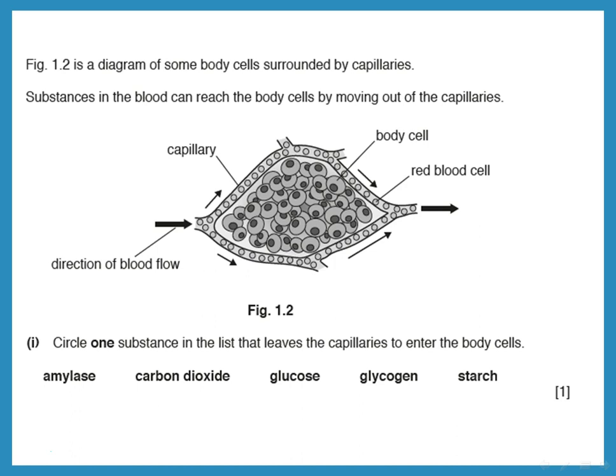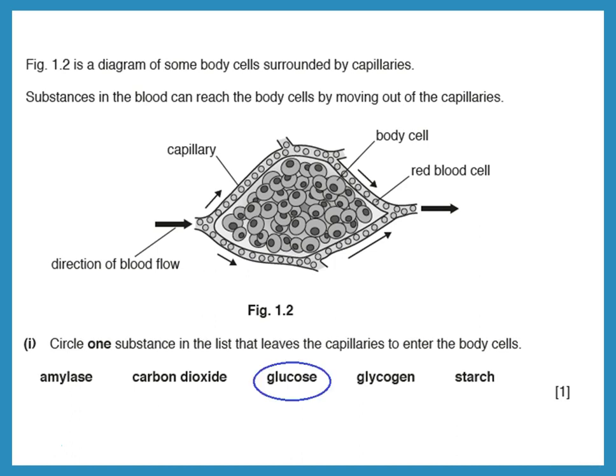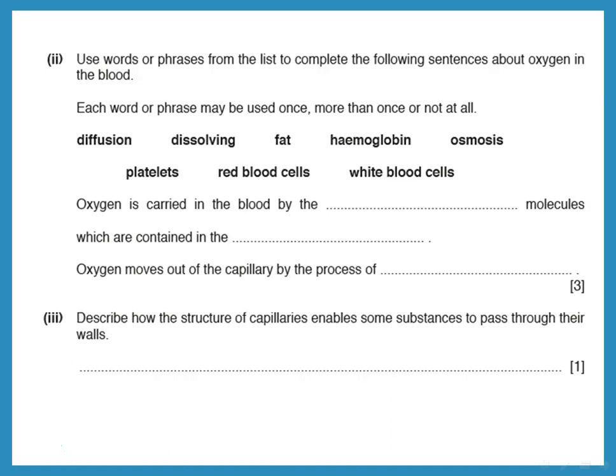This diagram shows some body cells surrounded by capillaries. Remember that we said the capillaries surround the body cells. Circle one substance in the list that leaves the capillaries to enter the body cells. So something that goes from the blood to the cells. Of course, from the blood to the cells, that would be glucose. The other one would be oxygen, for example.